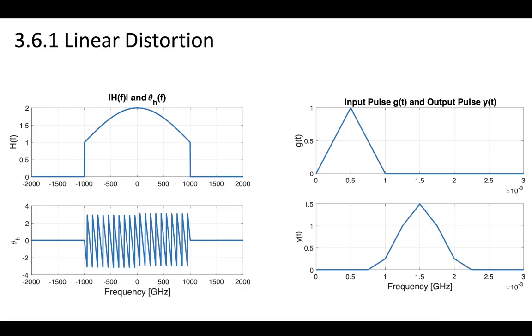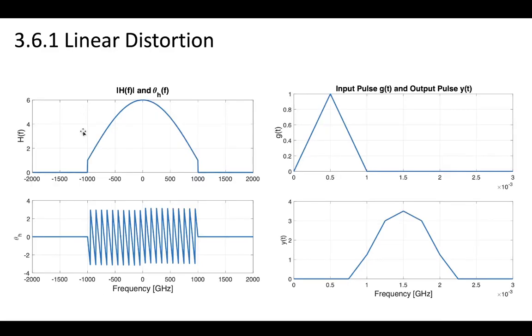Now, if we were to increase the non-ideal amplitude response even further, we can see that this is starting to look like a very, very big arc. We can see that this pulse in time is becoming more and more spread out, and it's also being changed in magnitude at certain places. And so this is an example of linear distortion with a triangle pulse.